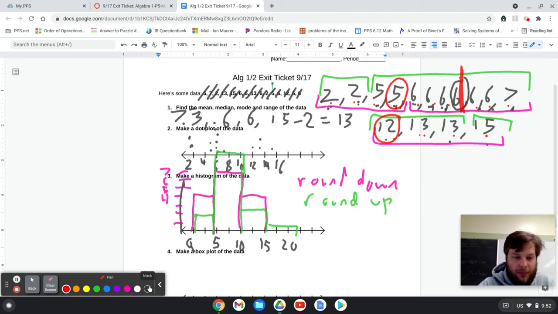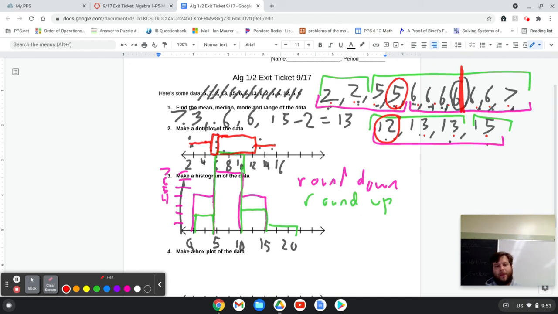So here's going to be my box plot. I'm going to draw my box plot just because of the way the screen works, right here on top of the number line that I made for my dot plot. So look how it goes here. My box plot starts at 2, and then right at 5, that's the first quartile, so I begin my box. 6 is the median, so I draw the middle of my box. 12 is my third quartile, and 15 is my maximum.